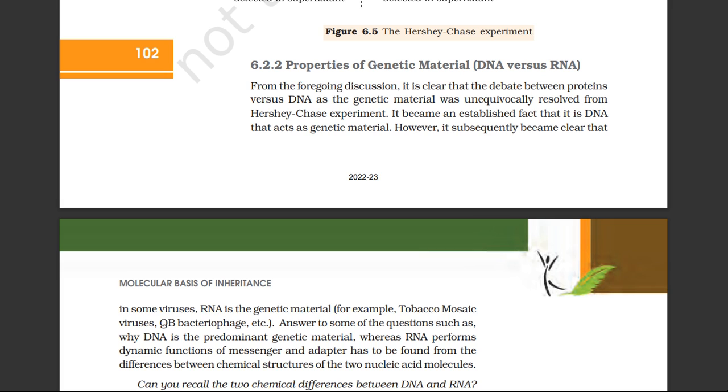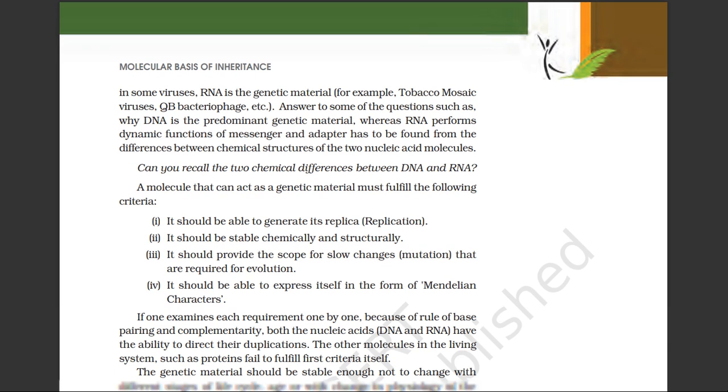Assumptions such as why DNA is the predominant genetic material, whereas RNA performs the dynamic functions of messenger and adapter, have to be found from the differences between the chemicals of the two nucleic acids. Can you recall the two chemical differences between DNA and RNA? A molecule that acts as a genetic material must fulfill the following criteria. 1. It should be able to generate its replica. 2. It should be stable chemically and structurally. 3. It should provide the scope for slow changes, mutation.